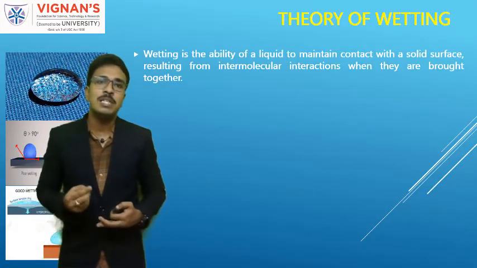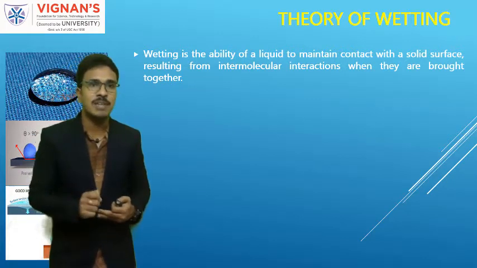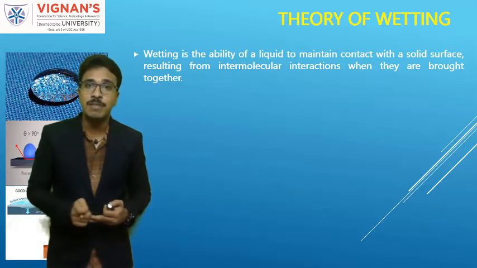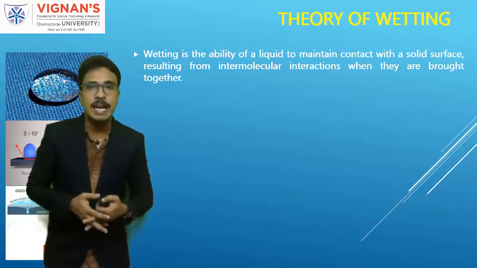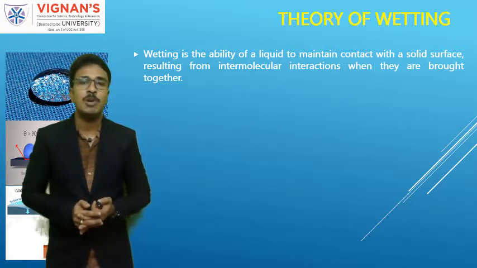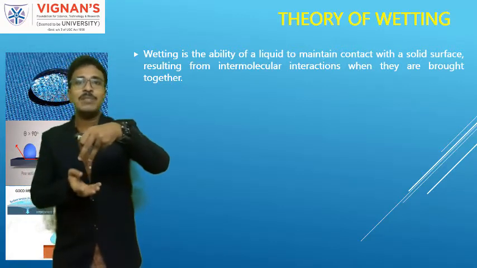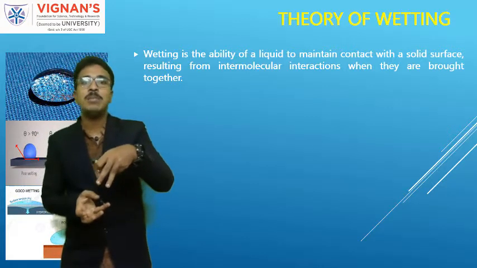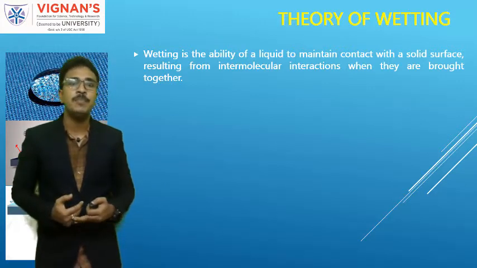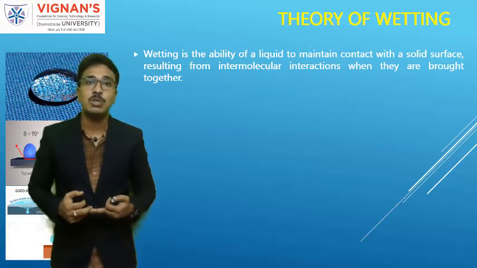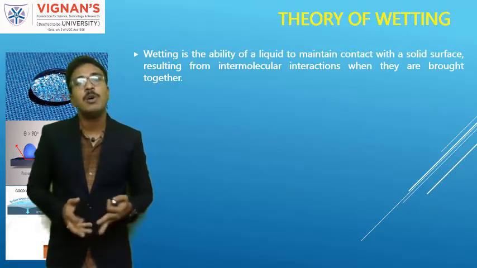Understand? Now, if you look at wetting, it is the ability of a liquid to maintain contact with a solid surface, resulting from intermolecular interactions when they are brought together. That means if you bring a liquid droplet and your solid surface together, whatever intermolecular interactions are there result in the wetting process. So again I am repeating, wetting is the ability of a liquid to maintain contact with a solid surface resulting from intermolecular interactions when they are brought together.